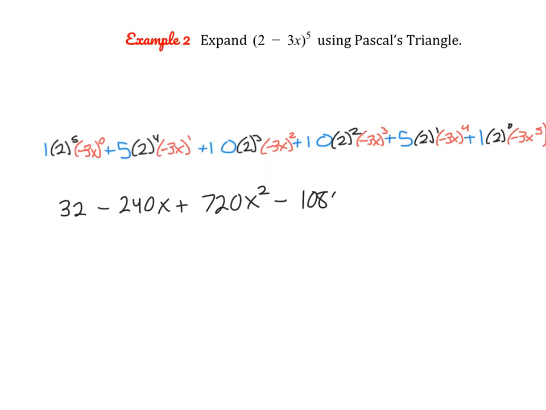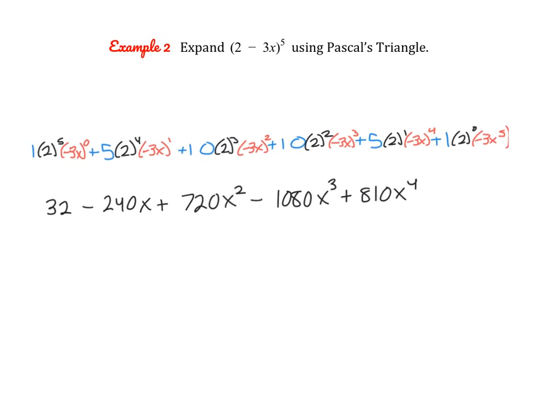And that gives us 1080x cubed. Our next term is positive, and we have 5 times 2 times 3 to the 4th power, which is 810, and then we'll have x to the 4th. And then for our last term, we have 1 times 2 to the power of 0, which is 1, and then that leaves us with negative 3 to the power of 5, so it is going to be negative 243, and then we have x to the 5th.